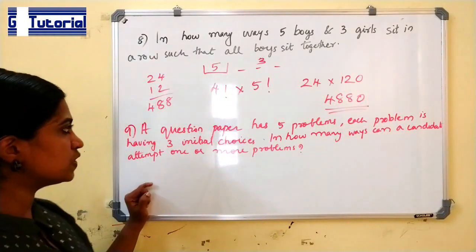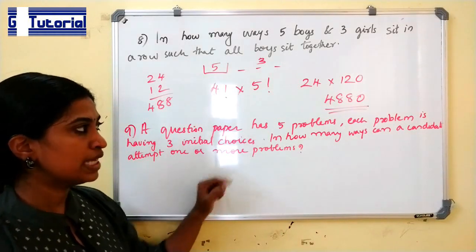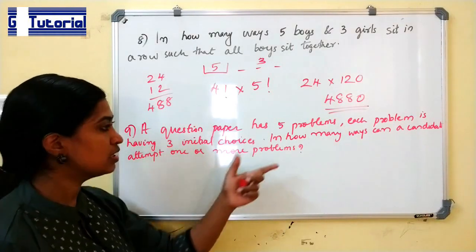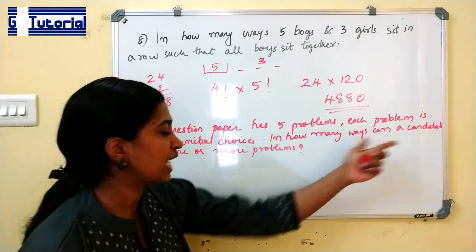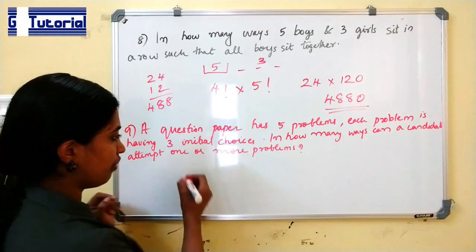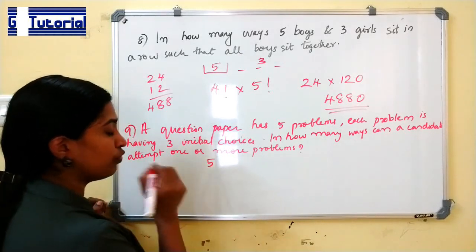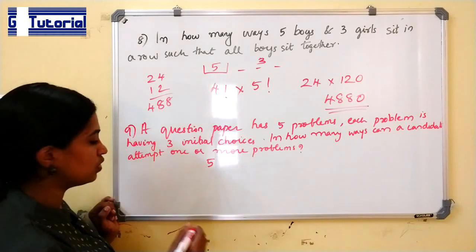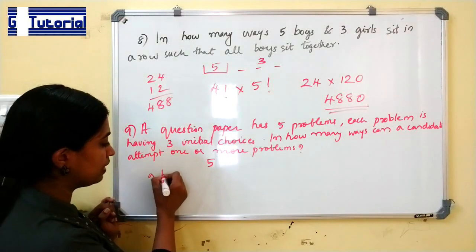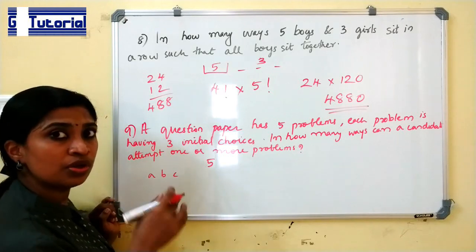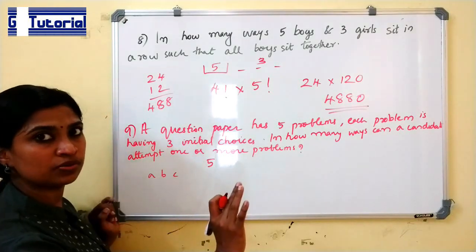Next question. A question paper has 5 problems. Each problem is having 3 internal or initial choices. In how many ways can a candidate attempt one or more problems? There are 5 problems and for each of the problems there are 3 choices, A, B and C. And one cannot attempt that question also.